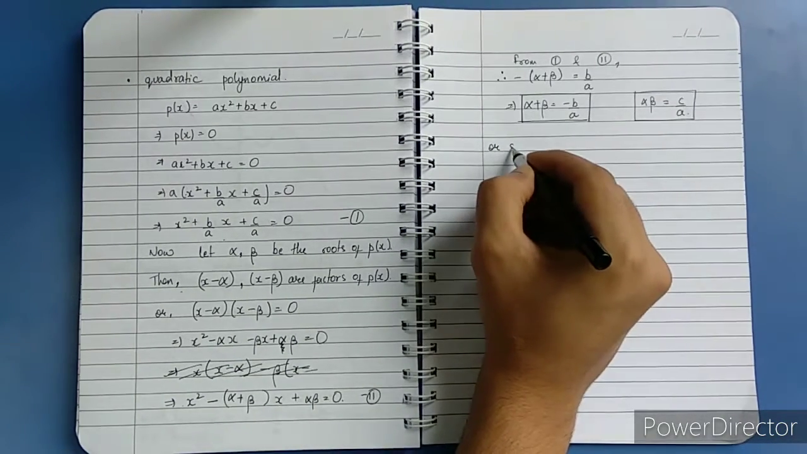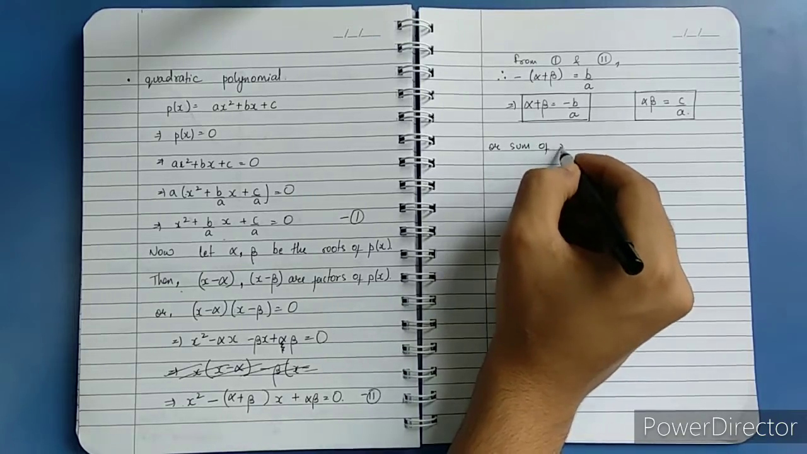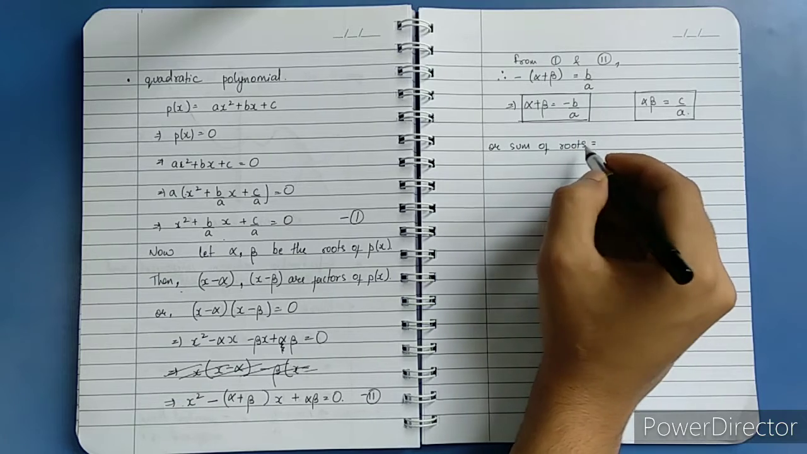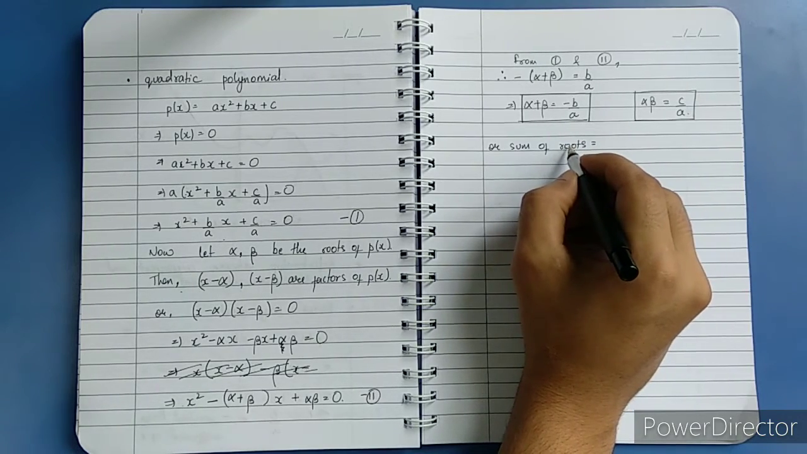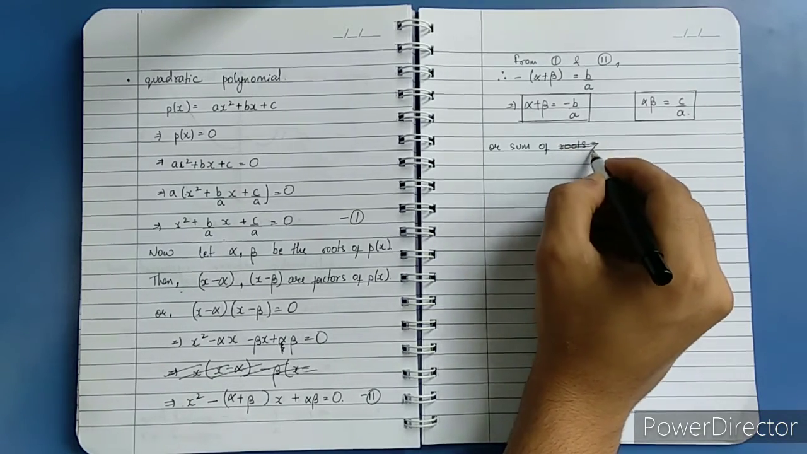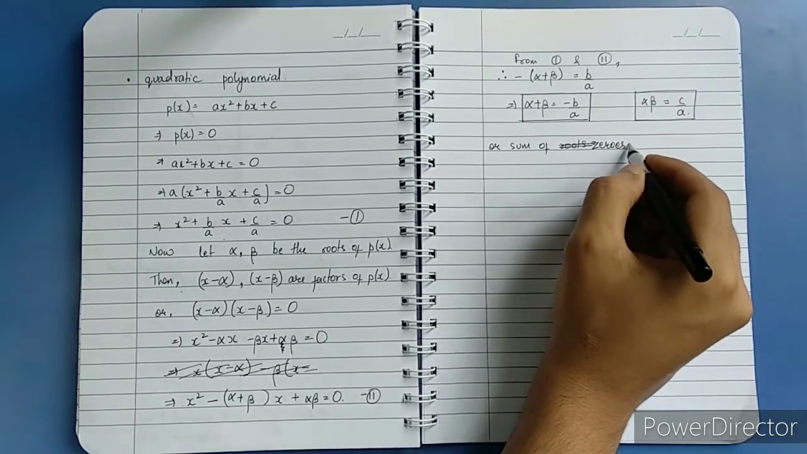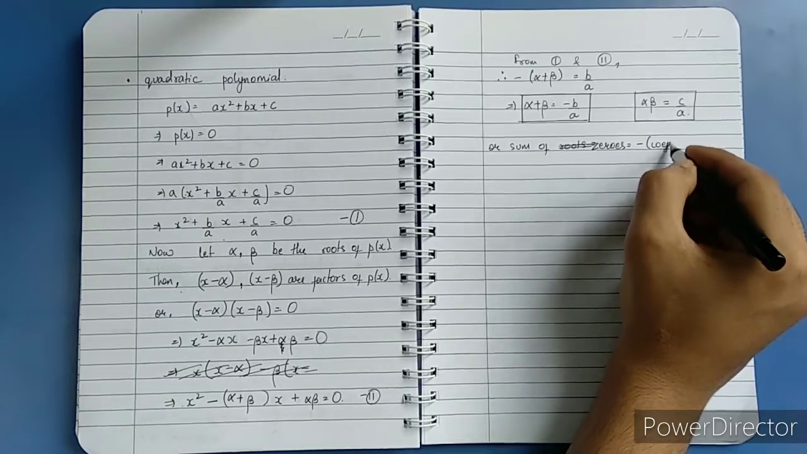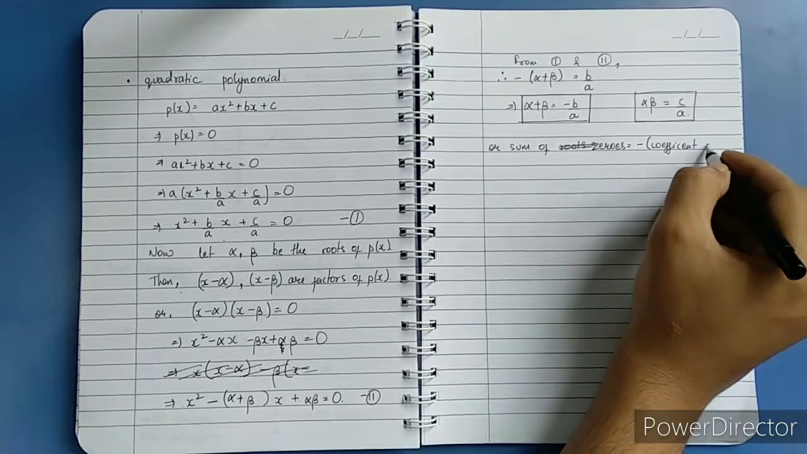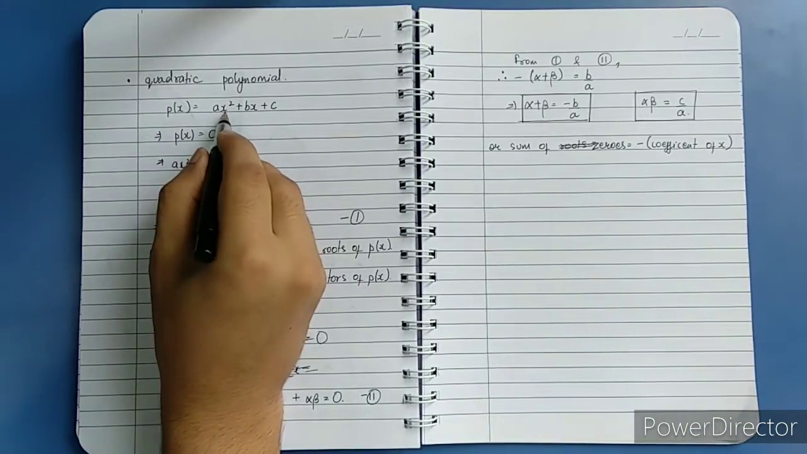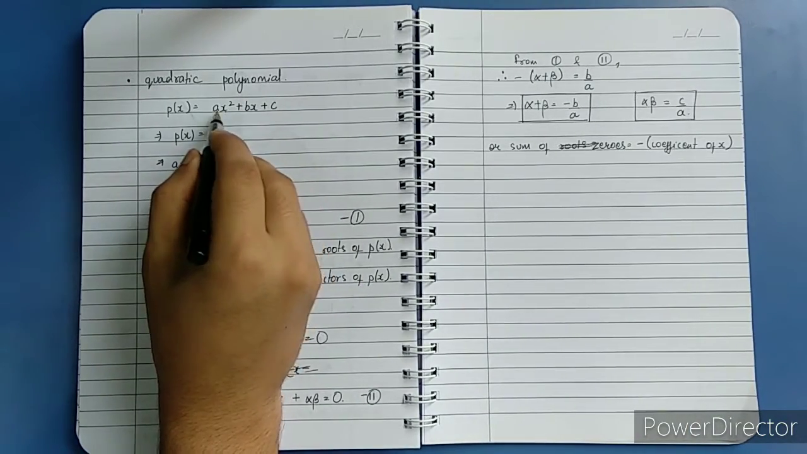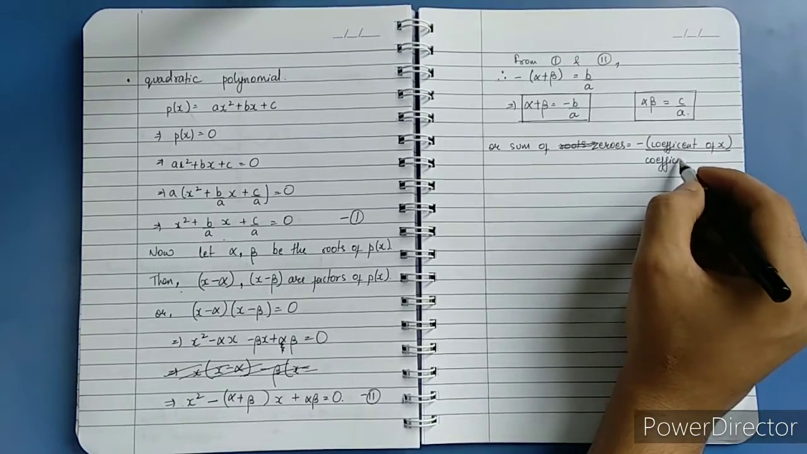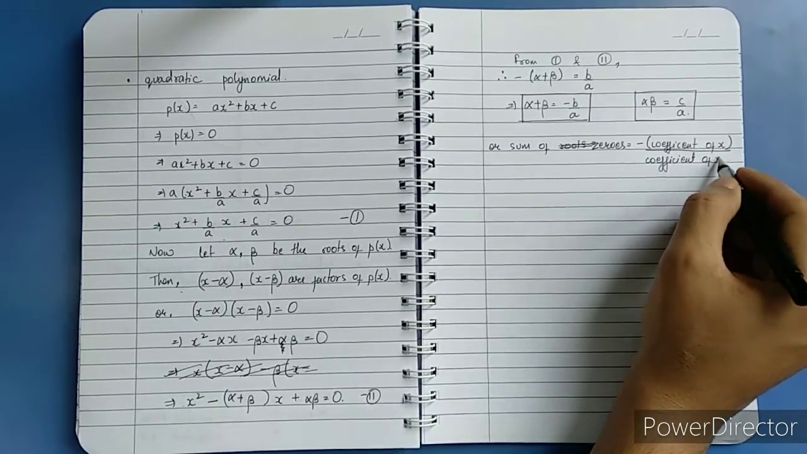Sum of roots, or we can write this as zeros as well. Roots or zeros basically mean the same thing. So say we write sum of zeros equals minus b, where b is the coefficient of x, by a, where a is the coefficient of x square. So minus coefficient of x by coefficient of x square.